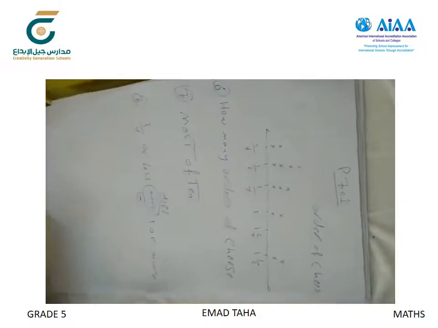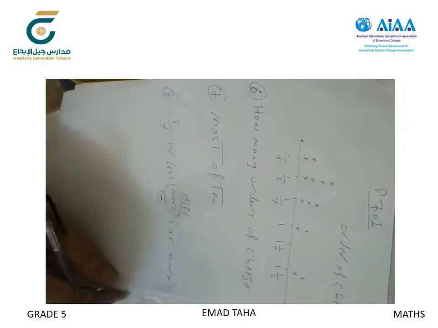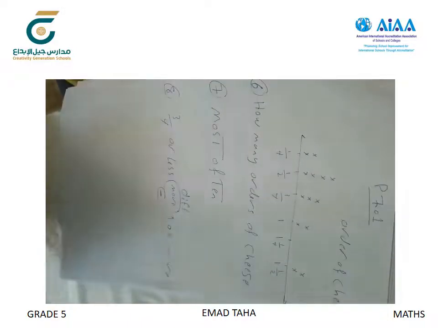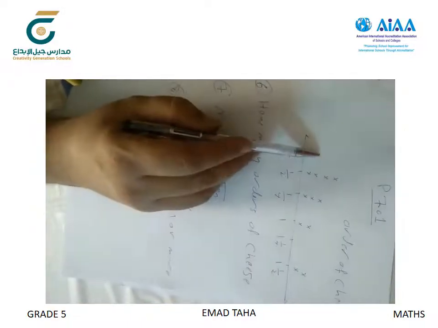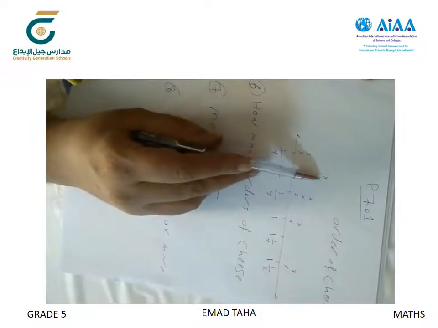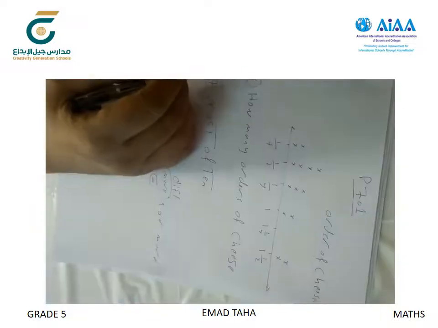Hi guys, now the practical part. Open your book page 701 and please concentrate. Our lesson today is about line plots. Line plots mean we have data and we represent this data by axes or plots. Okay, this example is for orders of cheese.